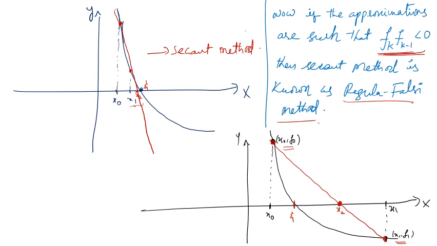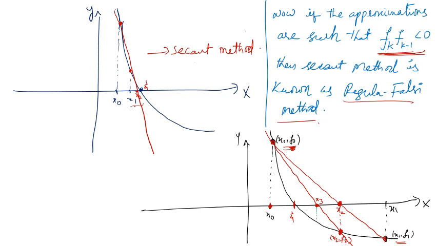To find f(x2), for example, if f(x2) is negative, it lies in the 4th quadrant. This is the next point x2 comma f2. f0 is positive, f2 is negative. So the next root lies between x0 and x2. Now I have to join these two points by a straight line, and this intersects at the point x3 here.